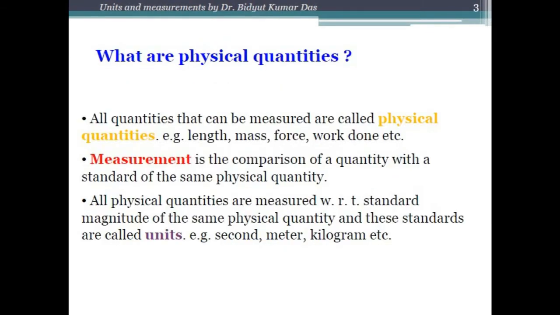Now let's talk about what physical quantities are. All the quantities that can be measured are called physical quantities. For example, length, mass, force, work done, etc. are called physical quantities. When these physical quantities are compared with a standard, that is called measurement. All physical quantities are measured with respect to a standard magnitude of the same physical quantity, and these standards are called units. For example, the second is the unit of time, the meter is the unit of length, the kilogram is the unit of mass, etc.